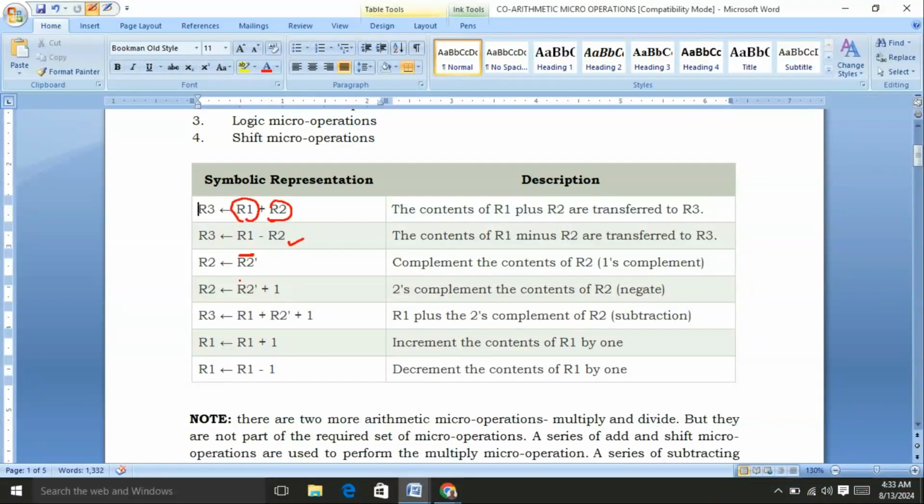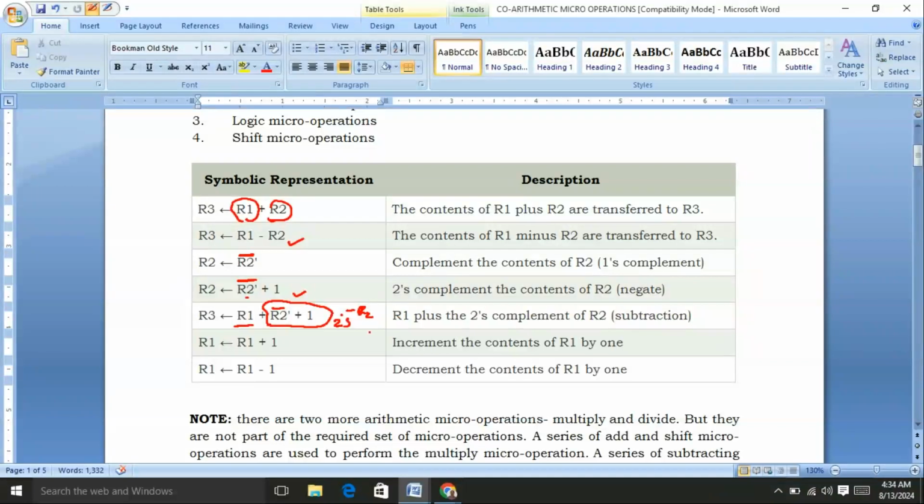In this micro operation, R2 is complemented and 1 is added. So 1's complement plus 1, we know that is the 2's complement, right? We calculate the 2's complement of R2 and the result is transferred to the same register R2. Here we use the content of R1, and in this entire thing you can observe that R2 complemented plus 1 is the 2's complement.